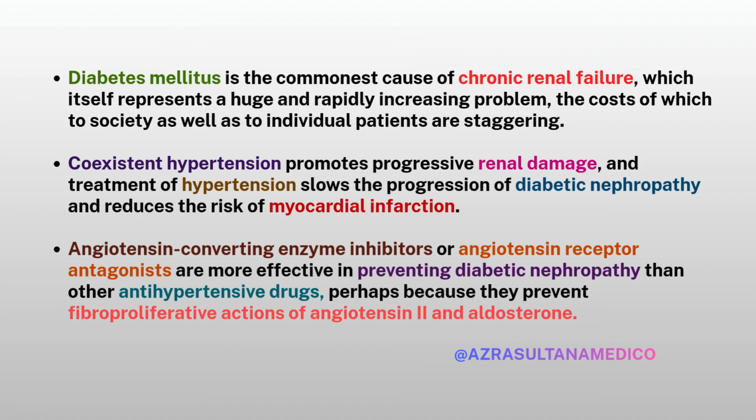Persistently high blood glucose damages the small blood vessels in the kidneys, leading to diabetic nephropathy. Over time, this damage reduces the kidney's ability to filter waste products from the blood. Coexisting hypertension, or high blood pressure, further accelerates this renal damage. In fact, hypertension and diabetes together significantly increase the risk of kidney failure.